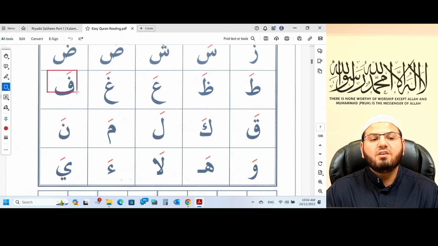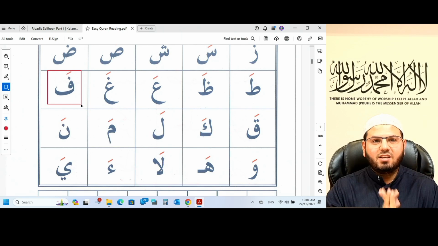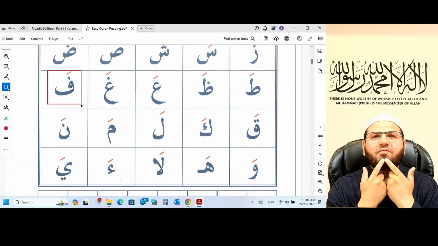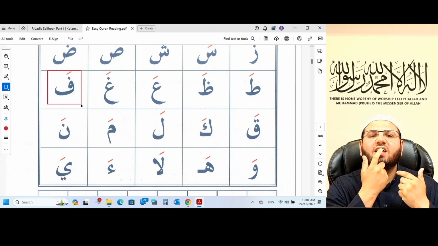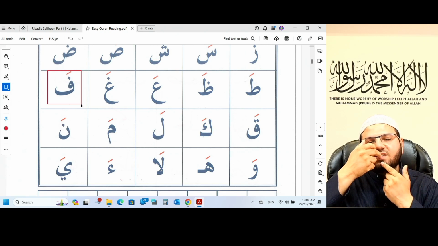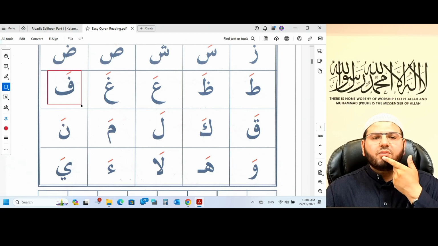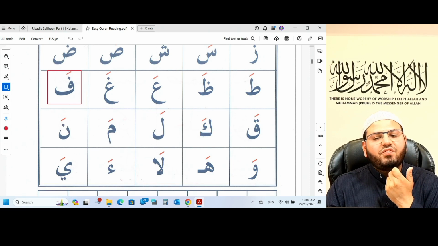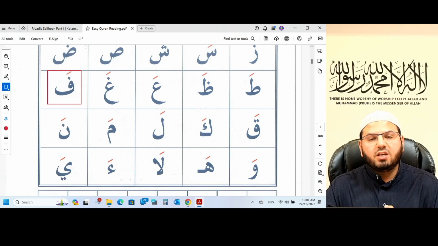This is called fa, and it is light. So remember, fa is light. Feel happy when you are saying fa. How to pronounce it? Some people say tha or la. Look, my top teeth will hit the bottom of my bottom lip. What you say is fa, like this. You are trying to push the air to go outside.